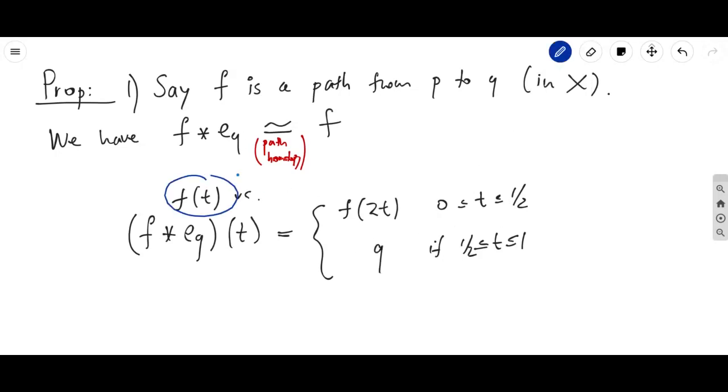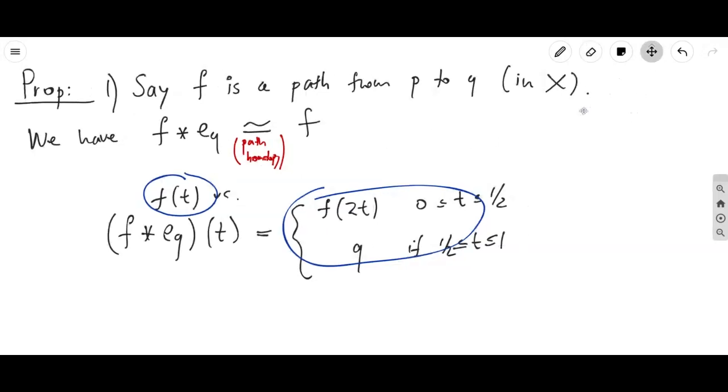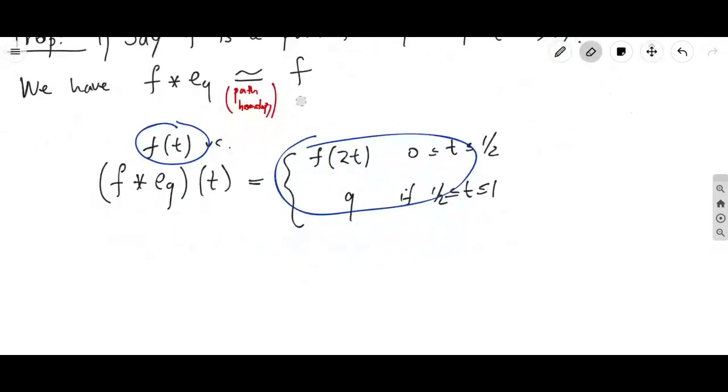Now you can see that this function and this function are different functions. So doing juxtaposition like this will give you a different path. However, intuitively, it feels like they should be the same thing. Essentially what we're saying is this: F is a path, some kind of path from P to Q. But what is F juxtapose EQ? The way you do juxtaposition is you move along F twice as fast, and then when you reach Q, for the next half a second, you stay at Q and you never move.